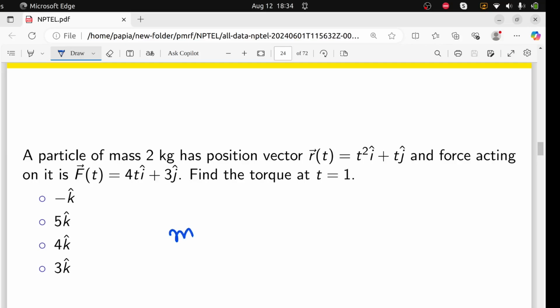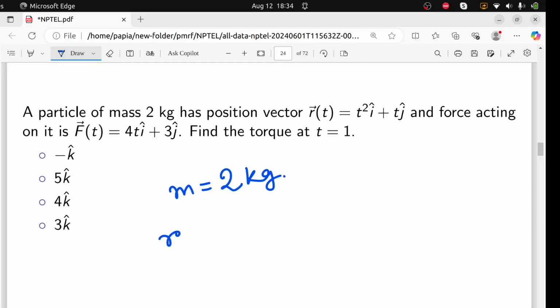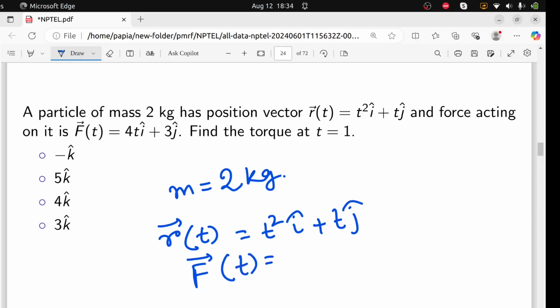Okay, so first of all, given is m equals 2 kg. And what else is given there? The position vector r(t) is given, which is t squared i cap plus t j cap. And another one is given as F(t), which is 4t i cap plus 3 j cap. So they are asking what will be the torque.